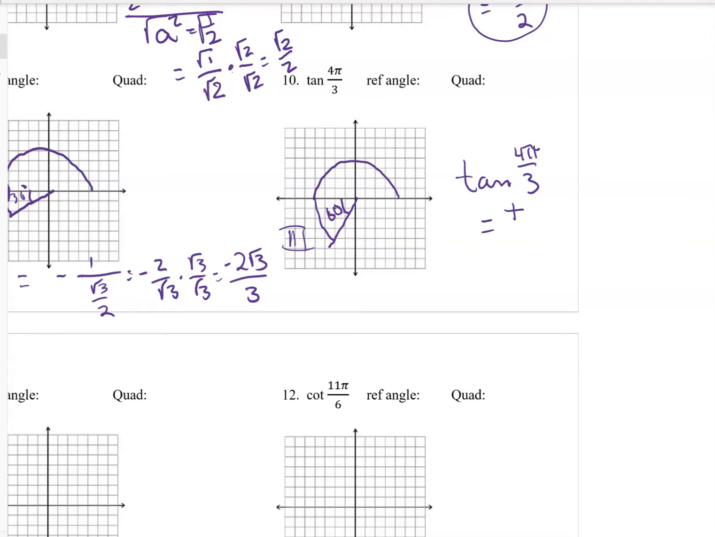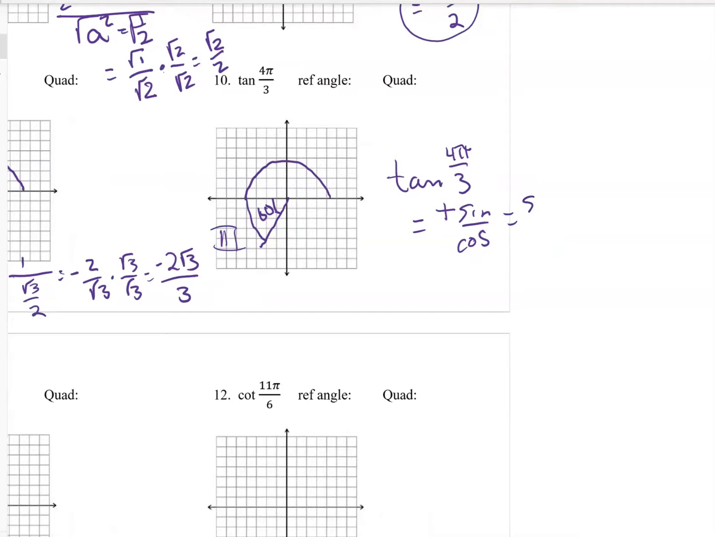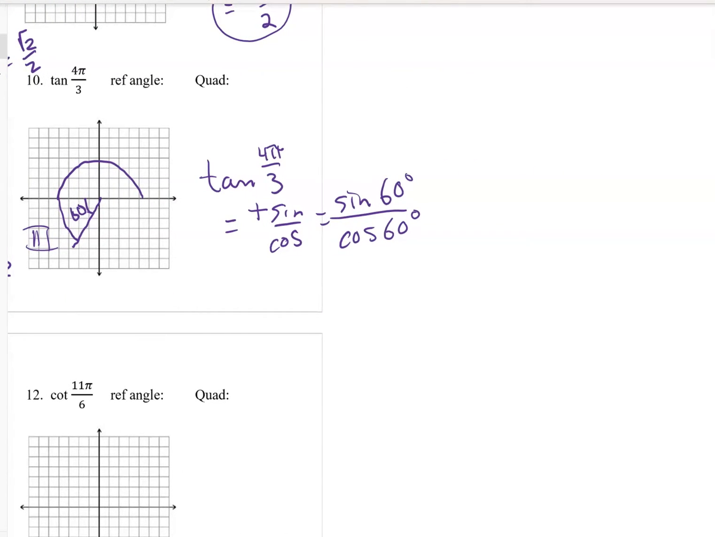Now what we can do, though, is we can use the fact that tangent is sine over cosine. So we will use the sine of 60 degrees over the cosine of 60 degrees. The sine of 60 degrees is radical 3 over 2. Cosine of 60 degrees is 1/2. This is why you want to memorize these. So what do we get when we divide by 1/2? Well, we're going to multiply by the reciprocal. So we get radical 3.